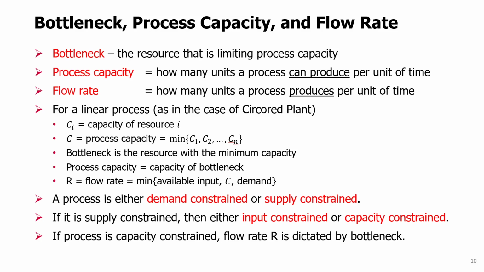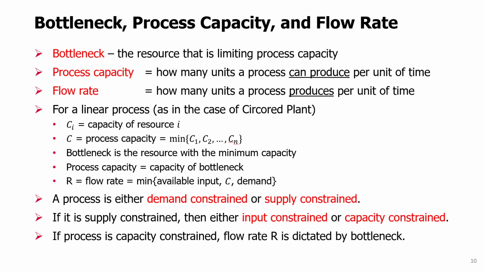So the bottleneck is defined as the resource that is limiting process capacity. It's the reason why we are not able to produce more than a certain number of units per unit of time. Process capacity, we defined it before as the maximum possible flow rate. In other words, it's how many units a process can produce per unit of time. And of course, flow rate is how many units a process actually produces per unit of time, given all the circumstances or the constraints.